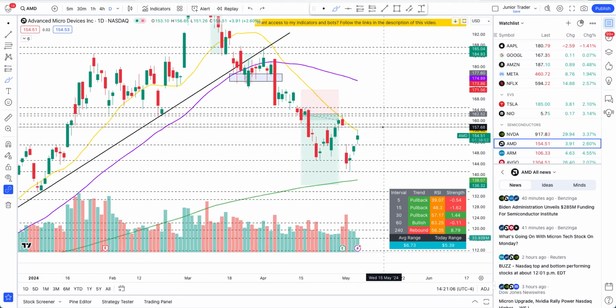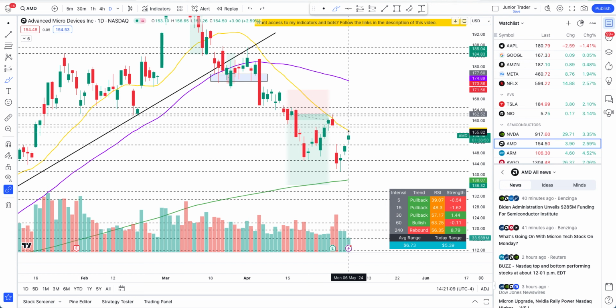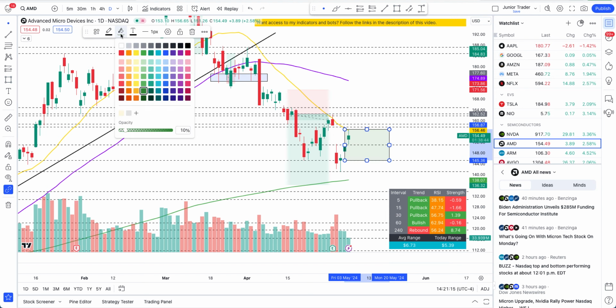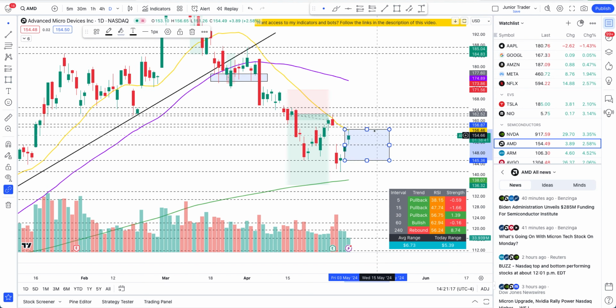So until then, there's another leg up. This was the first area that I talked about. This rebound will continue. We got this zone. Let me change this color to blue. We got this zone, this ladder. Now where is the next ladder, you ask, Junior Trader?